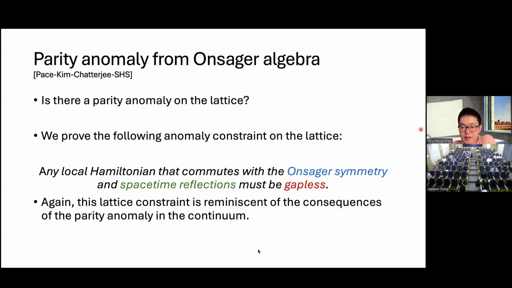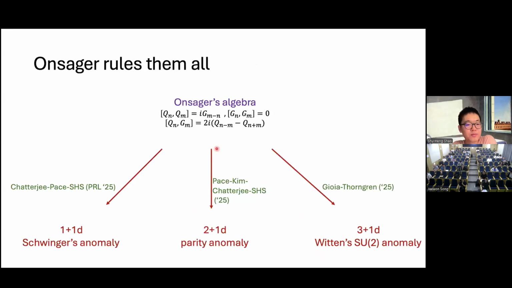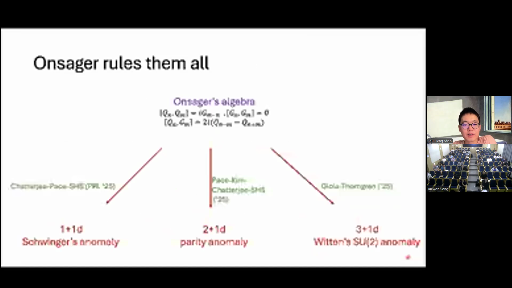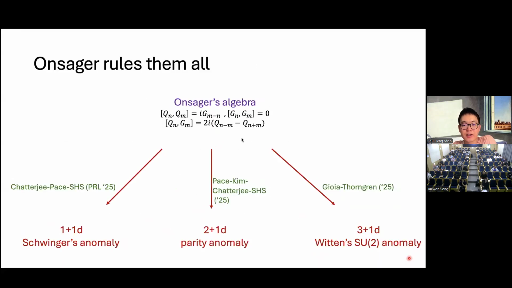That's a very nice comment, because we also made a similar comment in our paper. If you look at this slide, you can ask, what is the common feature of these three anomalies? One common feature is that none of them can be matched by a topological quantum field theory. When we set up the problem, we didn't have this in mind. This seems to be a coincidence that we found. We don't have a deep understanding of why the anomalies arising from the Onsager algebra can never be matched by a TQFT. Okay, I see.